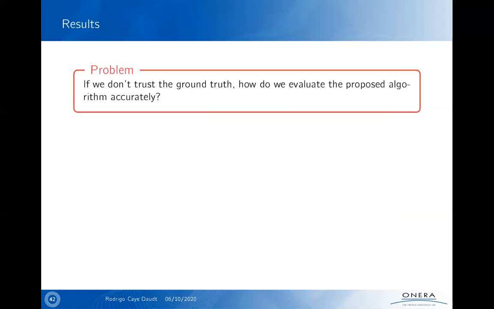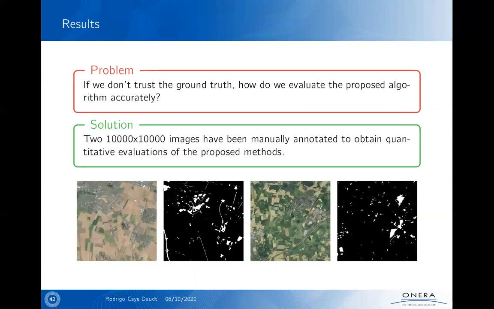Now, if we move to the results, there is a problem, which is I just told all of you that we don't trust the data that we have. So how can we evaluate this? So the solution was to spend a lot of time manually labeling 2 of the images in the dataset to obtain very pixel accurate labels so that we can run some quantitative evaluations.